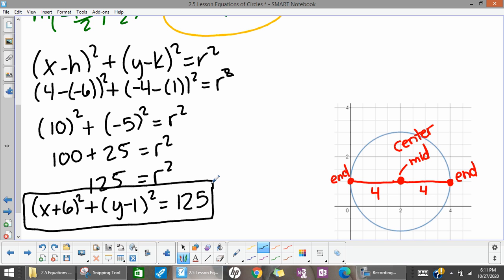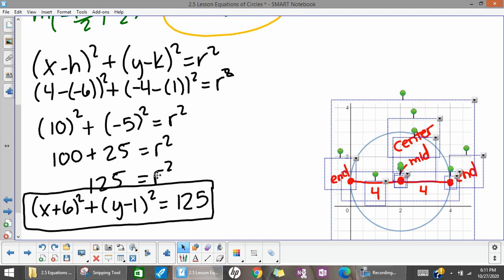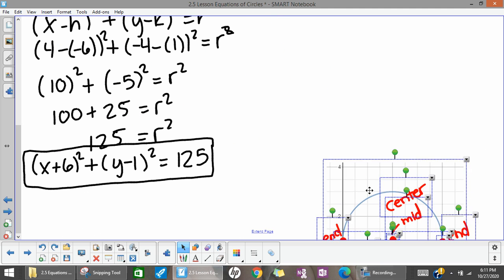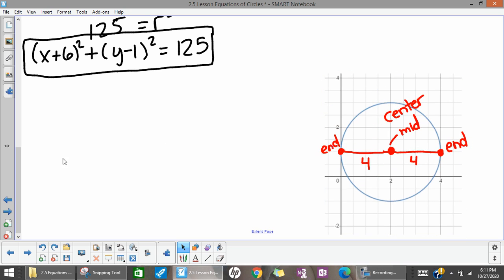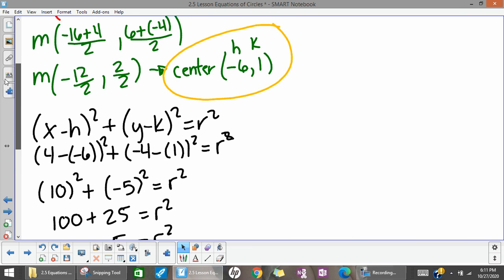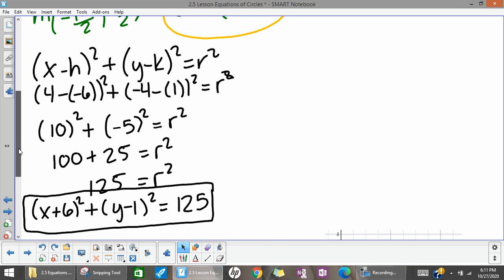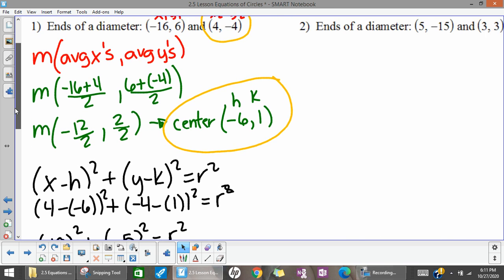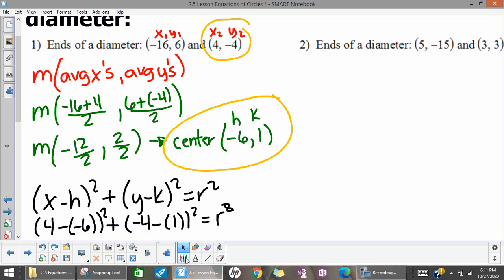So there are 3 steps to this. We first find the midpoint of the diameter, and that becomes the center of our circle. Then we need to use the center and one of the points to find the radius squared, which was 125, and then we plug both of those things in like we did in the first lesson. So let's do one more.